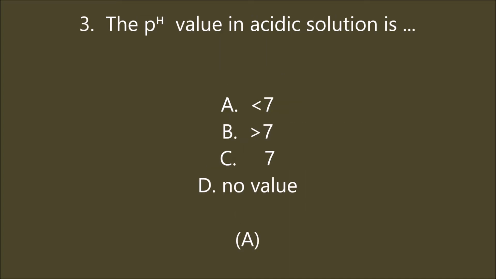The pH value in acidic solution is less than 7, greater than 7, 7, no value. A is the right answer, that means less than 7. The pH value in acidic solution is always less than 7. Next question.